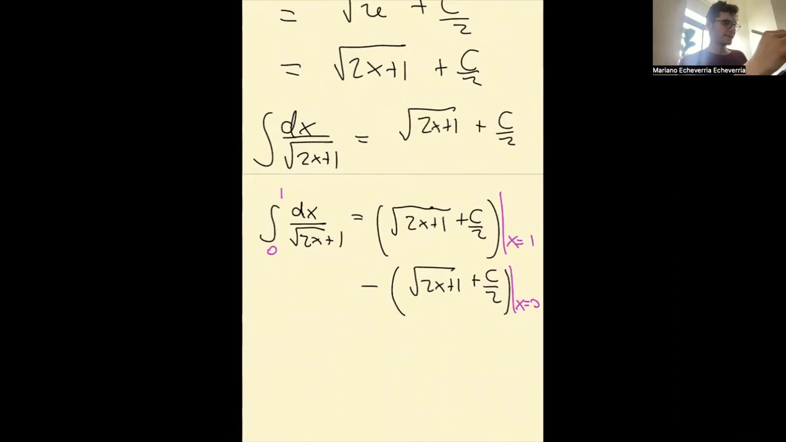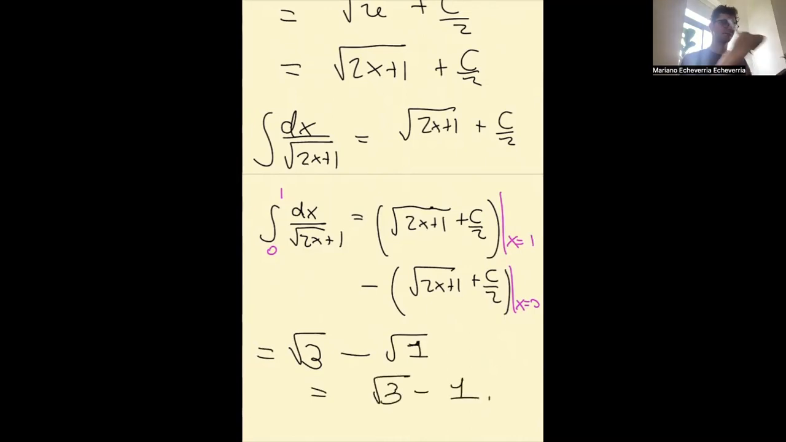And then at x equals 1, you're getting the square root of 3. And at x equals 0, you're getting the square root of 1. So this just gives you square root of 3 minus 1. That's your answer. Is that okay? Are there any questions about this?